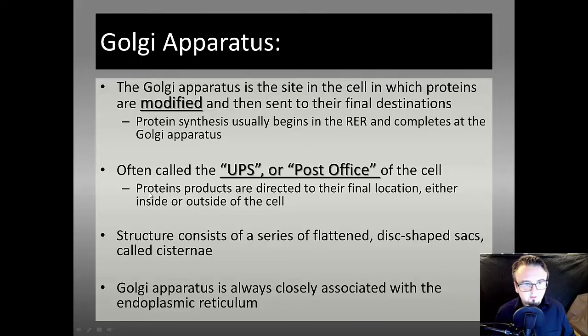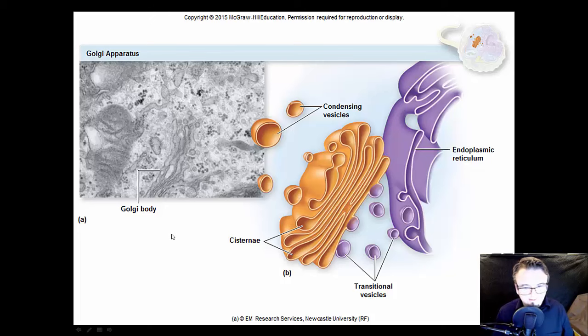Now, the difference between the Golgi apparatus and UPS or the post office is that the Golgi apparatus will modify that package along the way. And theoretically, UPS or the post office should not modify your package, only reroute or distribute it. But it's a very, very close analogy there. The difference is that the Golgi apparatus kind of makes its changes along the way. But that's essentially what it's doing.